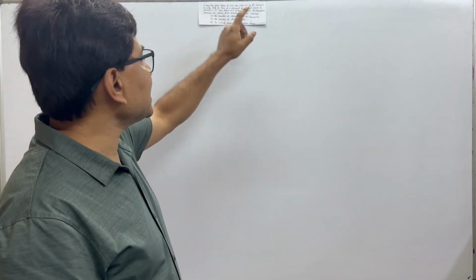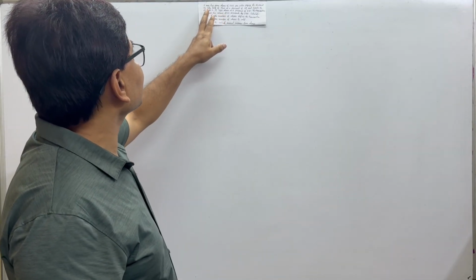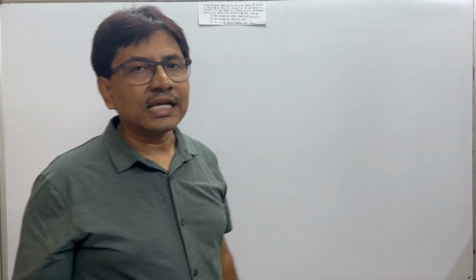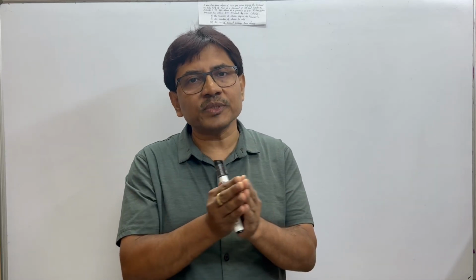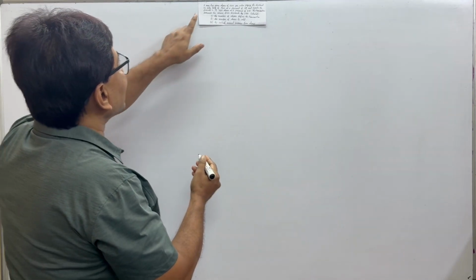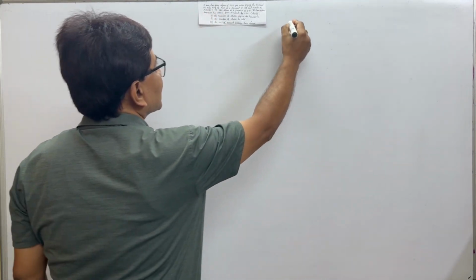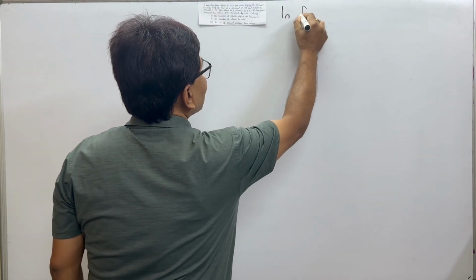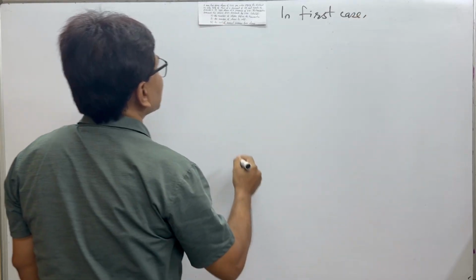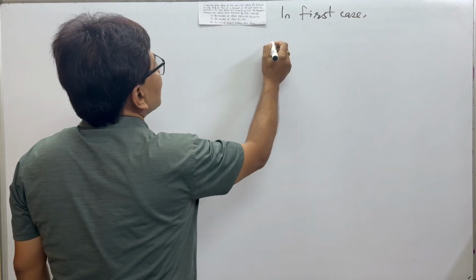This is not PER, this is PAR. In this case, it is said a man has some shares of rupees 100 par value. Here rupees 100 par value means nominal value also is rupees 100, market value also is rupees 100 per share. So let us start. A man has some shares. So in the first case, a man has X number of shares.